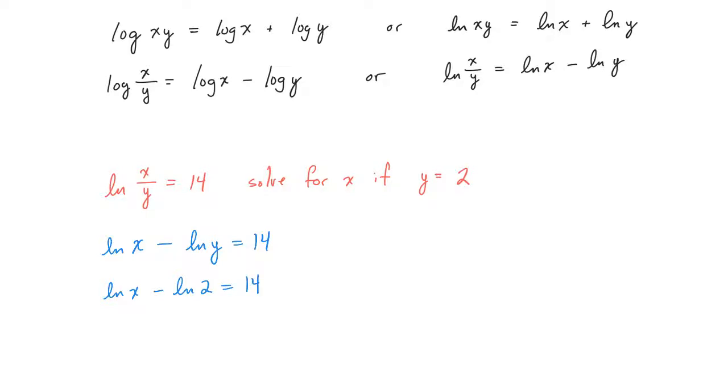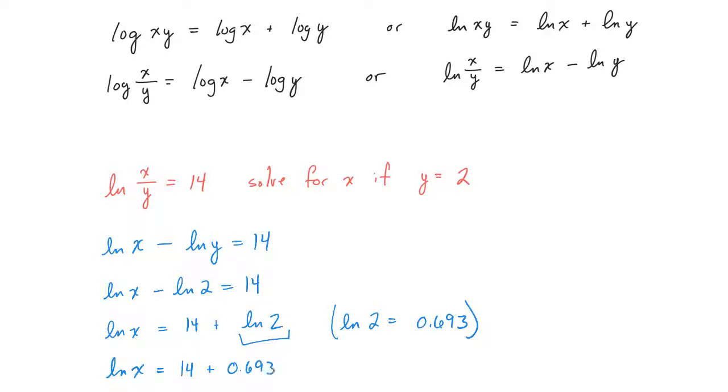At this point, we can move the natural log of 2 to the other side, so we're going to get natural log of x equals 14 plus natural log of 2. And the only thing we have left to do is to get a number for the natural log of 2, add it to 14, and take the inverse natural log of x. So the natural log of 2 is 0.693. So then natural log of x is equal to 14 plus 0.693, and that's going to be equal to 14.693.